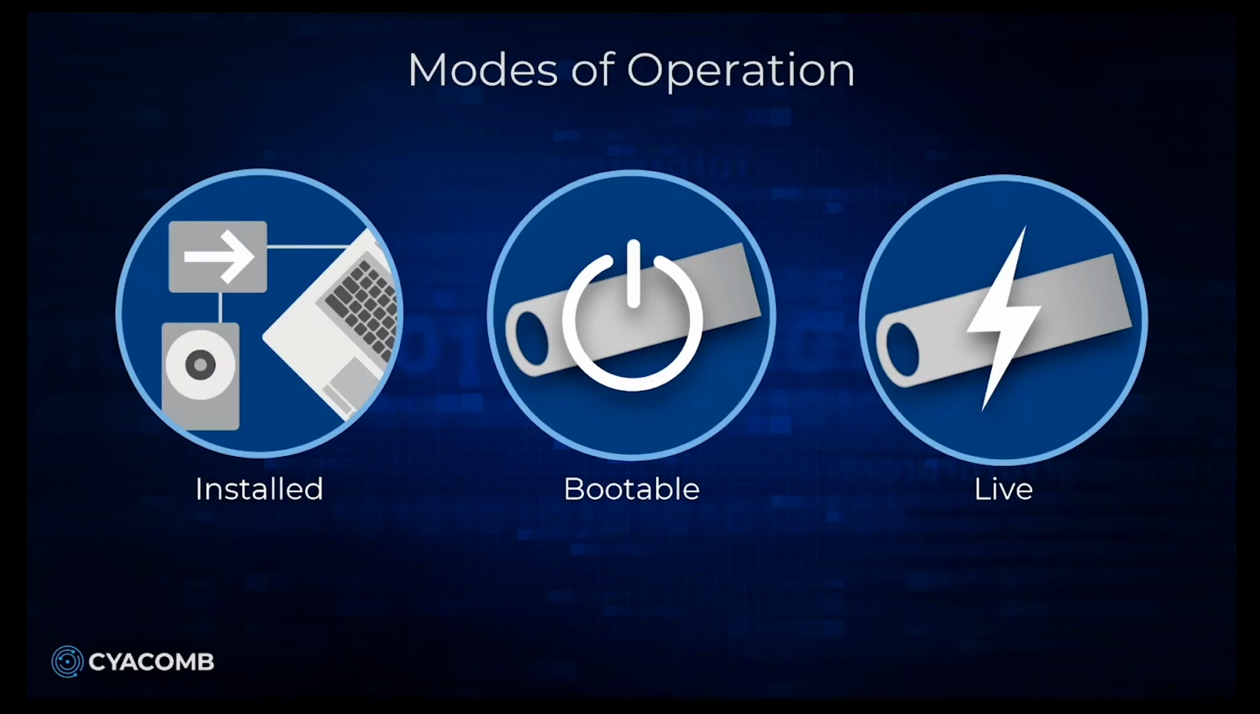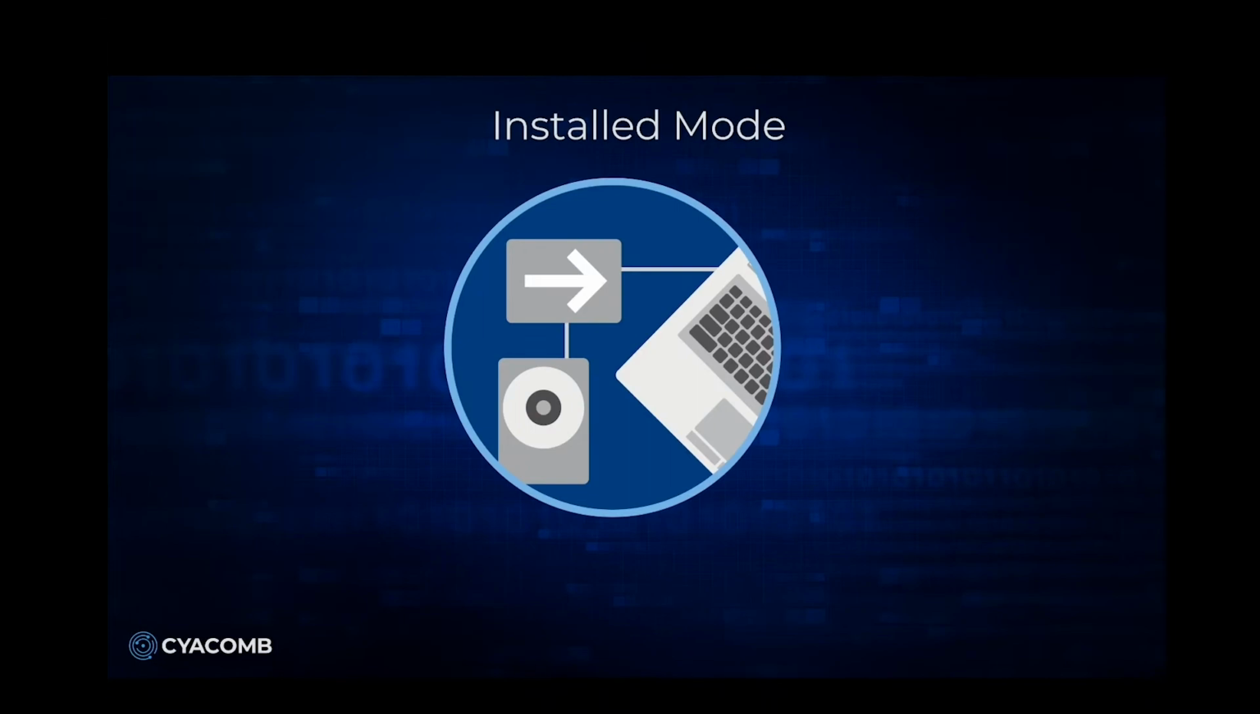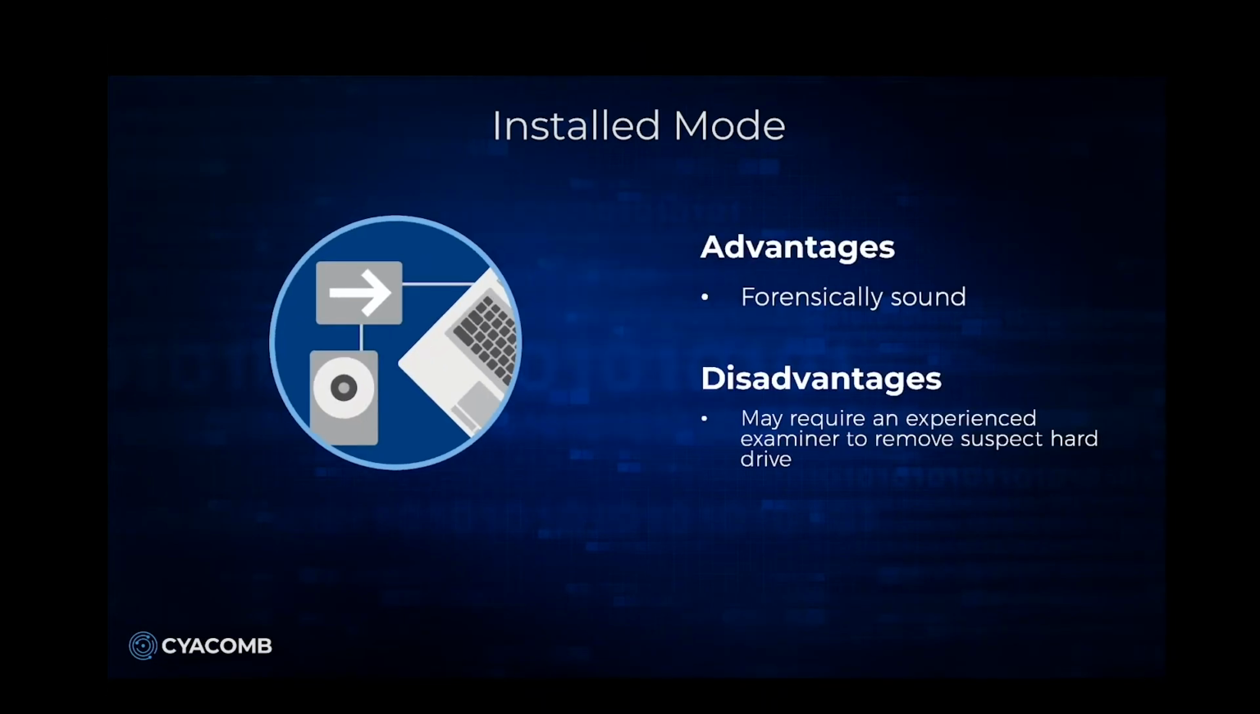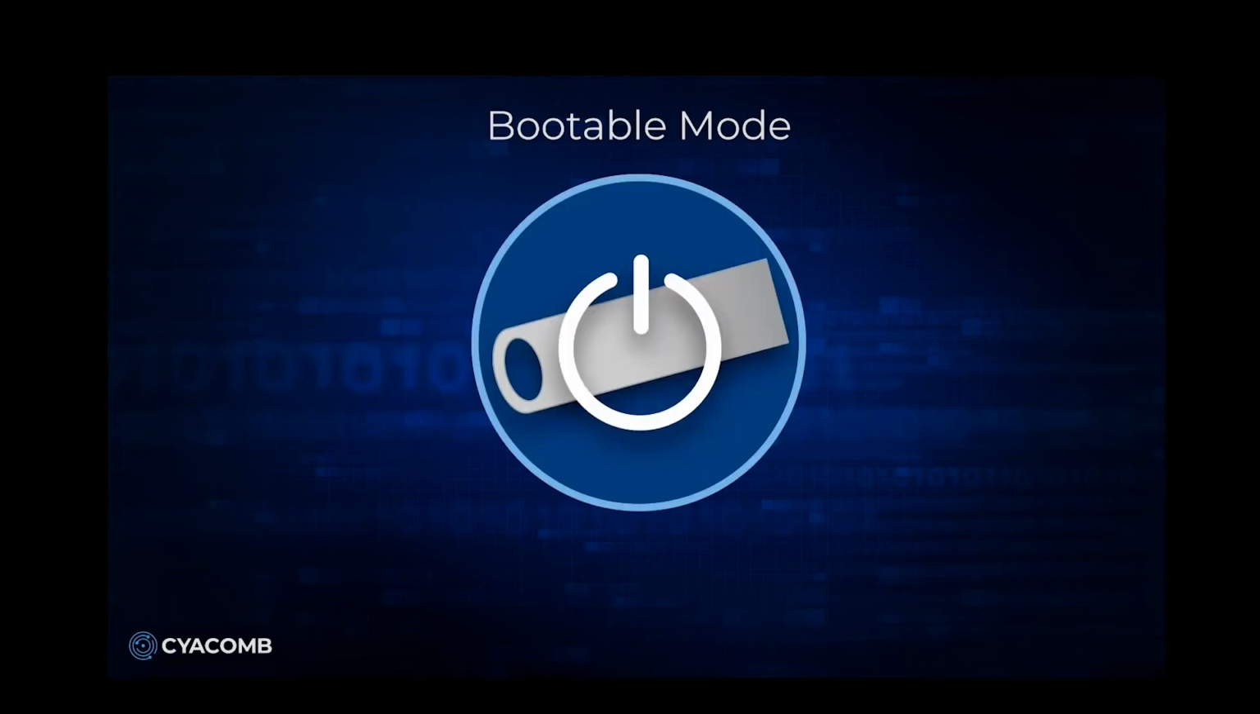And Cyacomb Examiner can function in 3 modes. In installed mode, which I'm going to show you today, where you can run it through a write blocker, in bootable mode, and in live mode. In installed mode, which is the most forensically sound, it allows you to scan through a write blocker and scan multiple devices whilst the software is installed on your computer. It may require an experienced user, and it may also require you to remove hard drives from suspect devices.